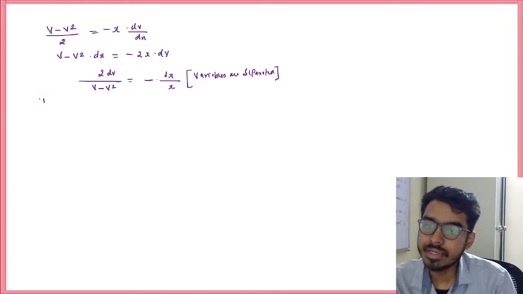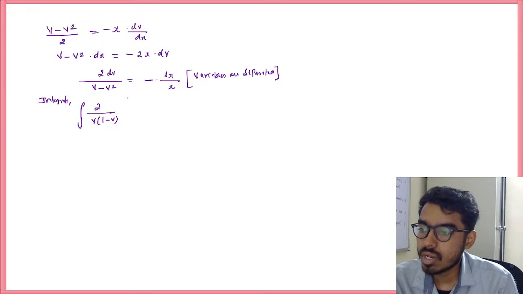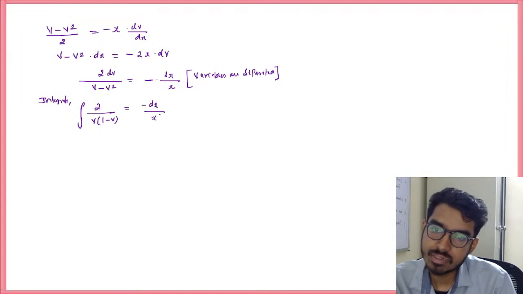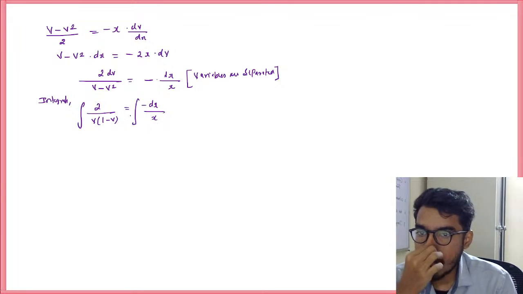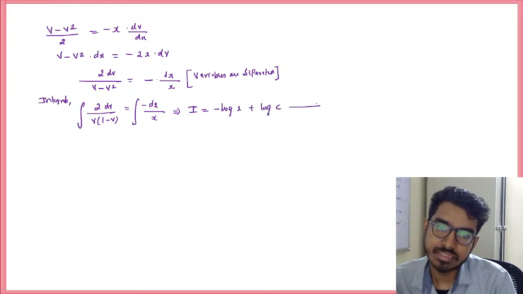Now we have to integrate. So integration of 2 dv divided by, if we take v common, v into 1 minus v, is equal to minus dx by x. Let's call this as star. Let us call the left side as I, and the right side will be minus log x, and we'll add some integration constant log c.